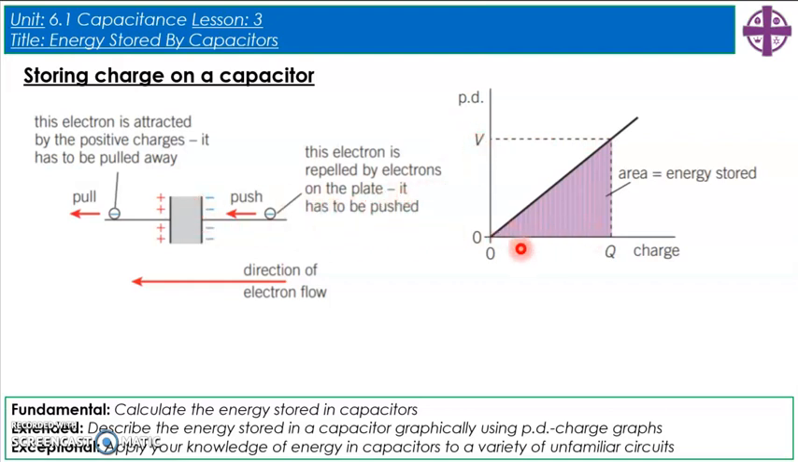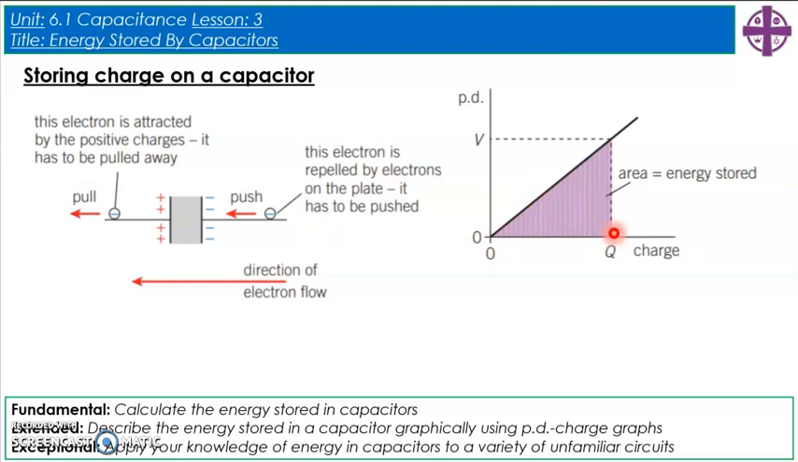So to increase the charge at the beginning is quite easy. I don't need much potential difference. I don't need much pushing on the electrons because there's not much repelling them. But when the plate gets really, really charged up, like over here, it requires much higher potential differences to push the electrons onto the plate. And the area underneath the graph represents the energy that is stored on the capacitor. I'm doing work, I'm doing energy to push the electrons on, which means that the capacitor is then storing the energy. The area underneath the graph tells me how much energy is stored, and because it is the shape of a triangle, we have to do half base times height.